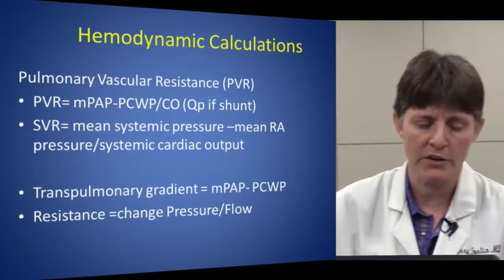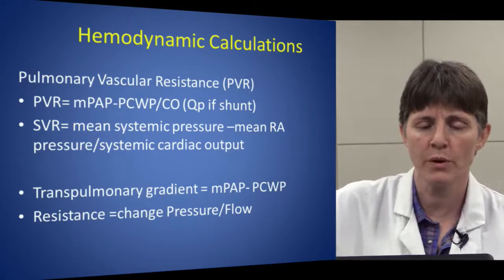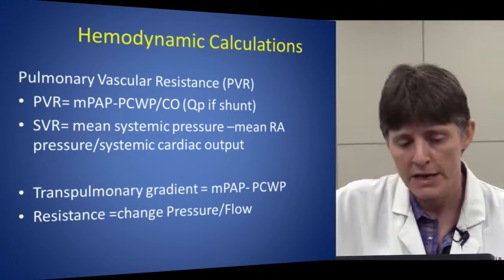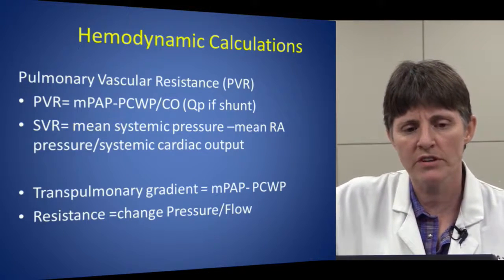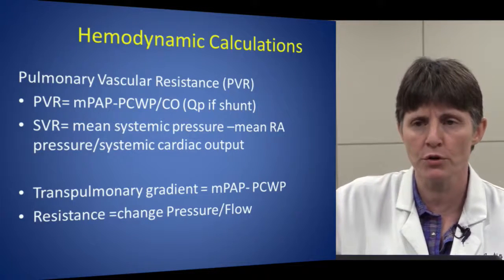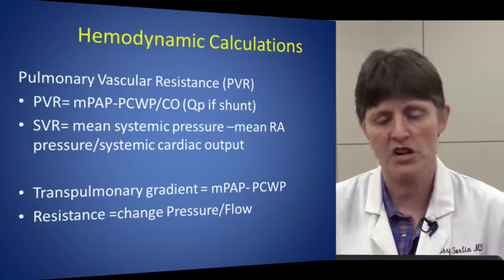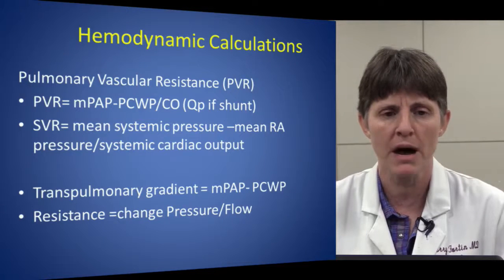The next thing we calculate, so if we have output, the other thing we want to know are resistances. We want to know resistances because that helps us figure out, is this heart failure? Is this sepsis? Is this some combination? So resistance, if you remember from your days of physics, is change in pressure over flow. And you can switch that around. Flow is change in pressure over resistance, however you remember it in your mind.